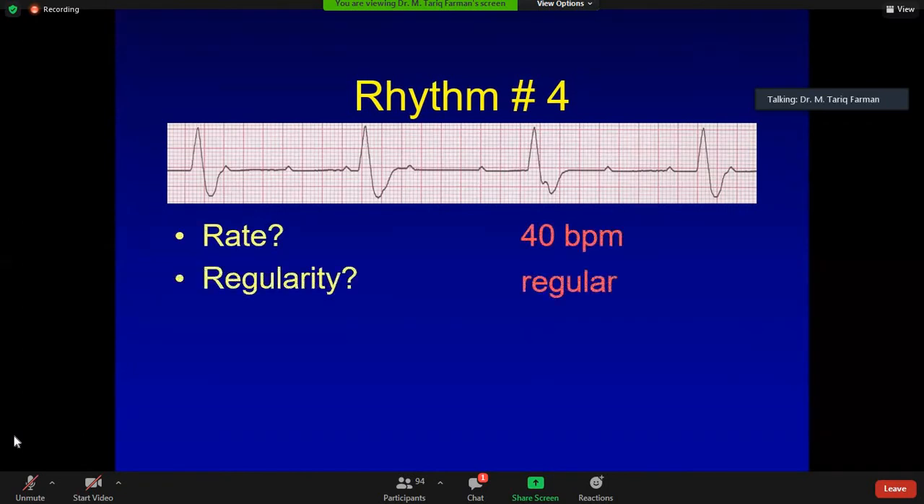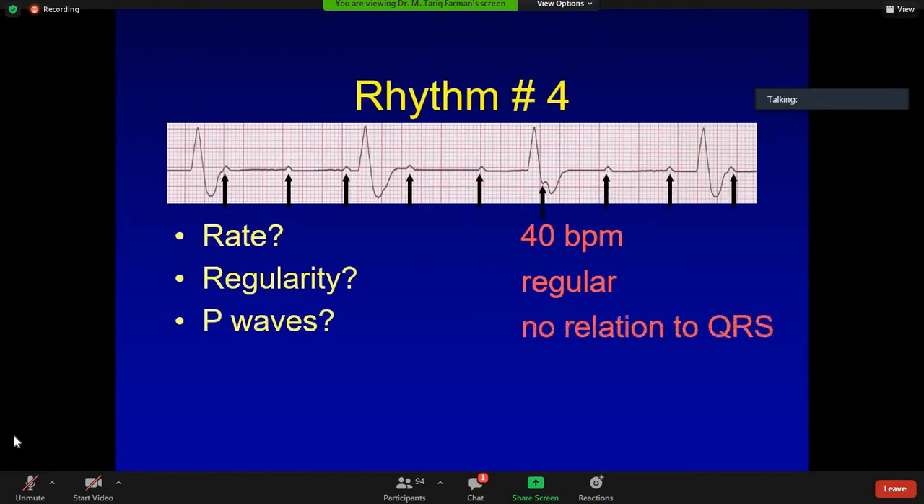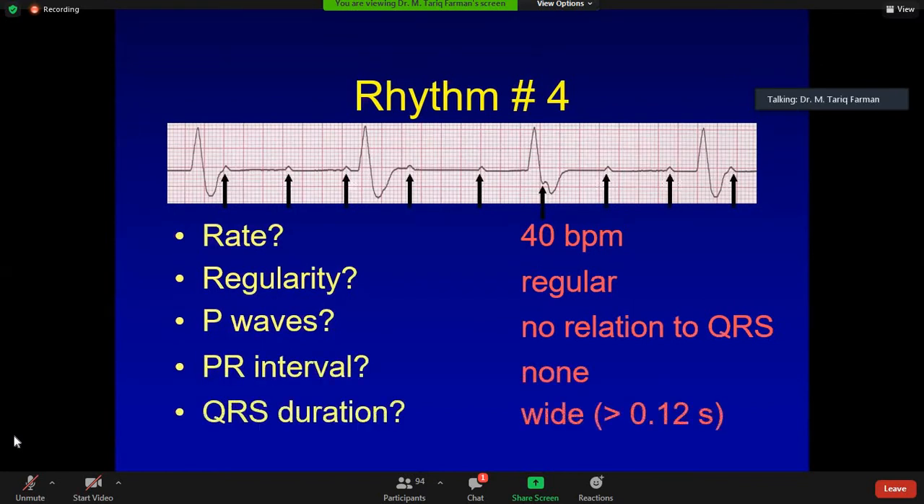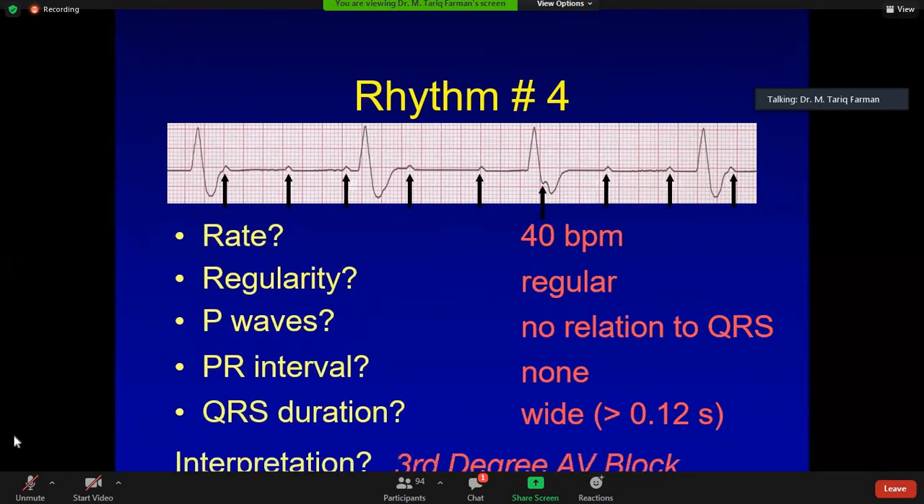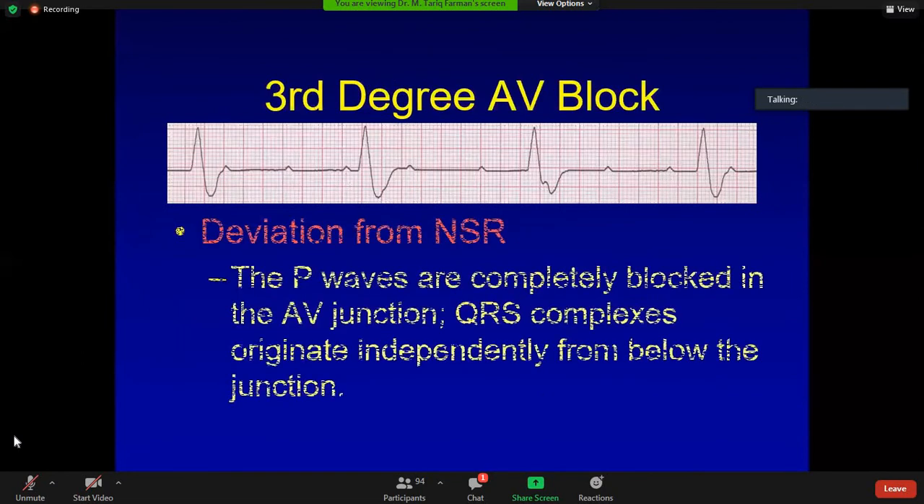Rate 40 beats per minute, regular P waves. See, these are the P waves we already discussed. No relation to the QRS complex. PR interval, none. QRS duration, wide, more than 0.12. And interpretation, third degree AV block. This is called third degree AV block. Complete dissociation between the atria and the ventricles. Deviation from normal sinus rhythm, the P waves are completely blocked in the AV junction. QRS complexes originate independently from below this junction.